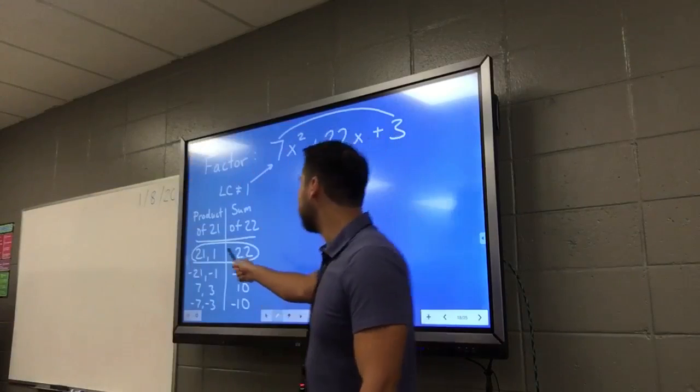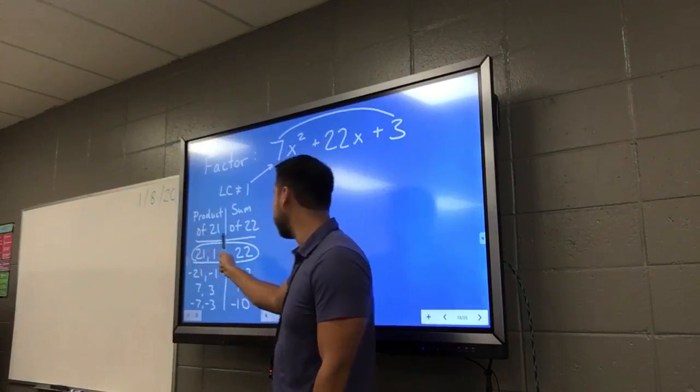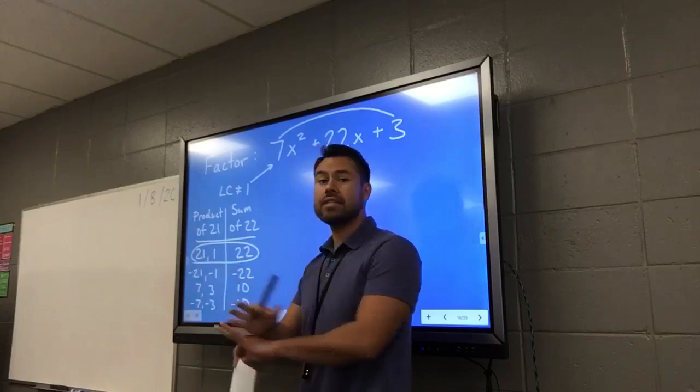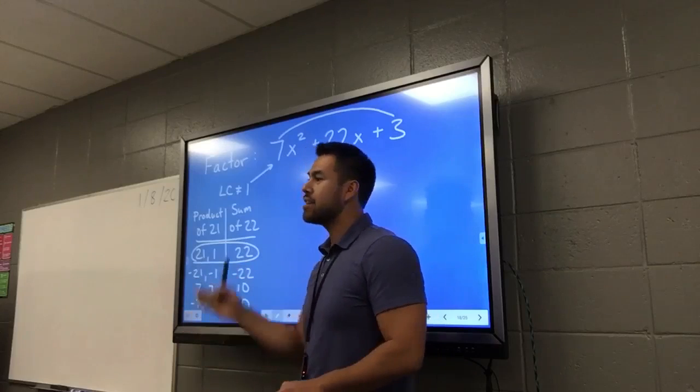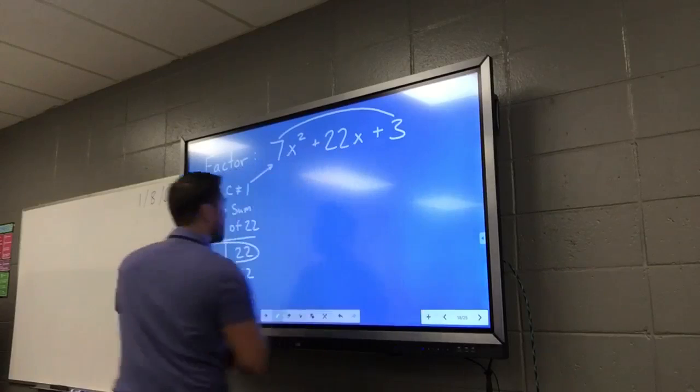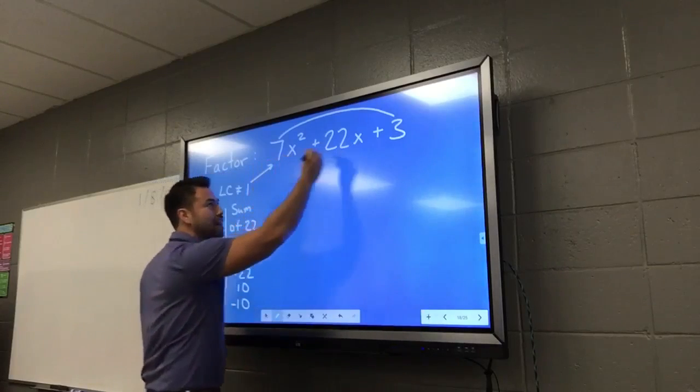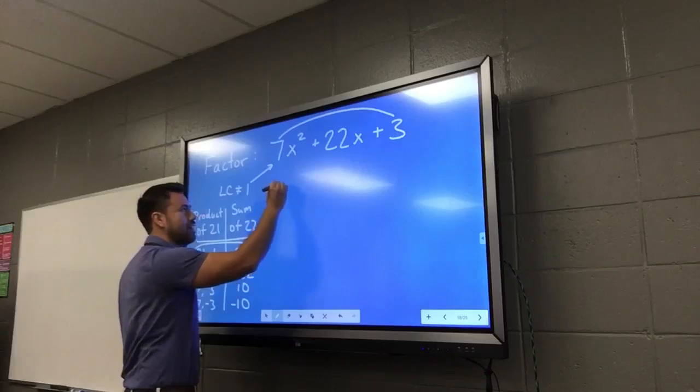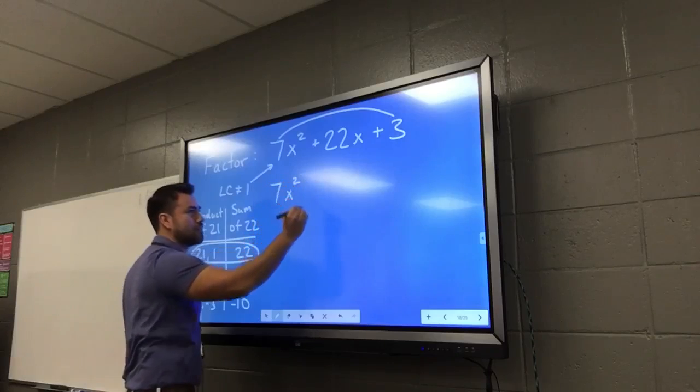Just because you found the 2 numbers that multiply to give me 21 that add up to be 22, you're not done with this problem. It's actually a longer process. Okay, here's what I'm going to do. I'm going to rewrite this trinomial and see if you can follow what I did. So you rewrite it too.